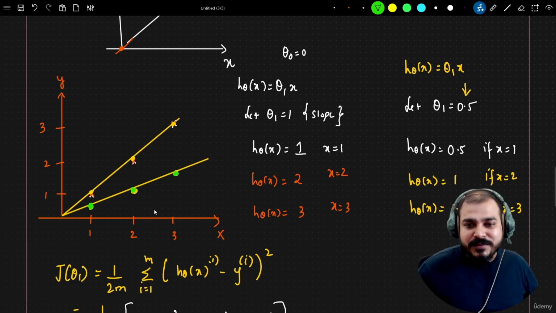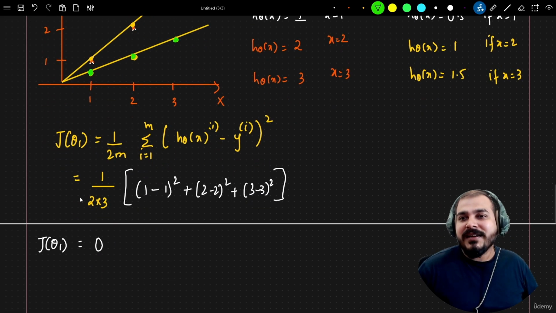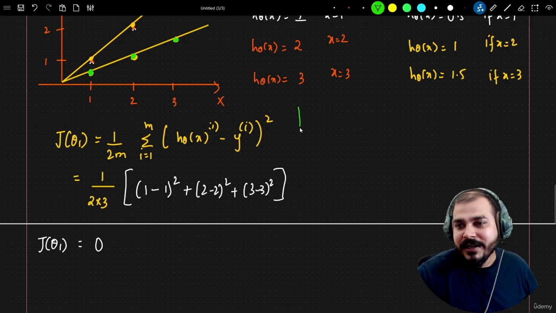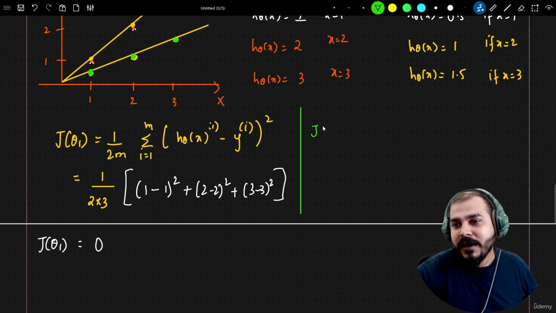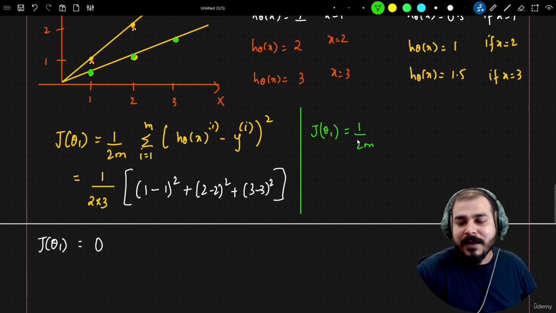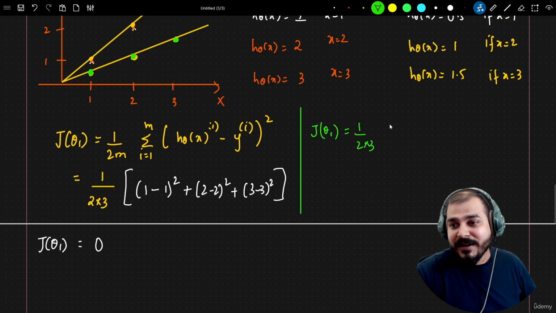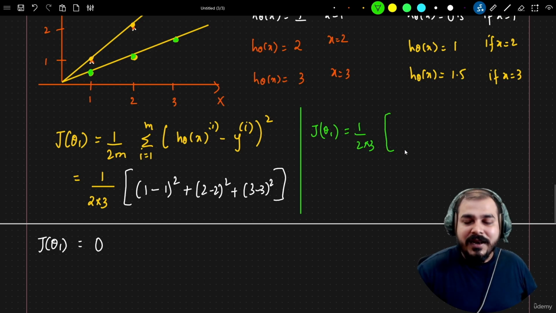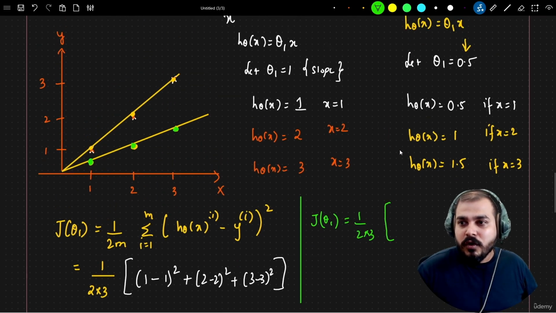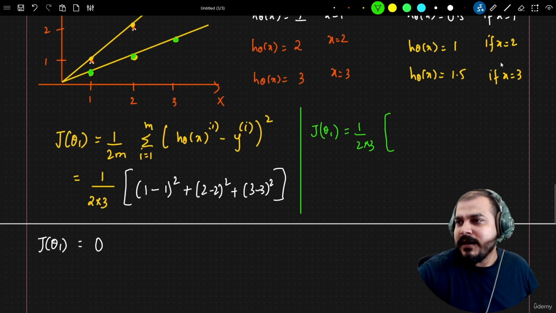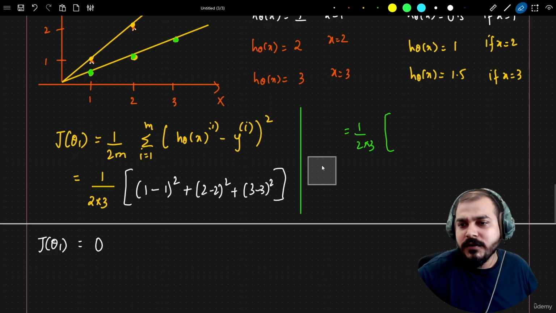Now with respect to this, let's go ahead and calculate J theta again. J theta 1 is nothing but 1 by 2m. Again, I'll apply the same formula, so this will be 1 divided by 2 times 3. And now let's go ahead and try to find out. So when my theta 1 is 0.5, let me write it down below, so that you will not miss anything.